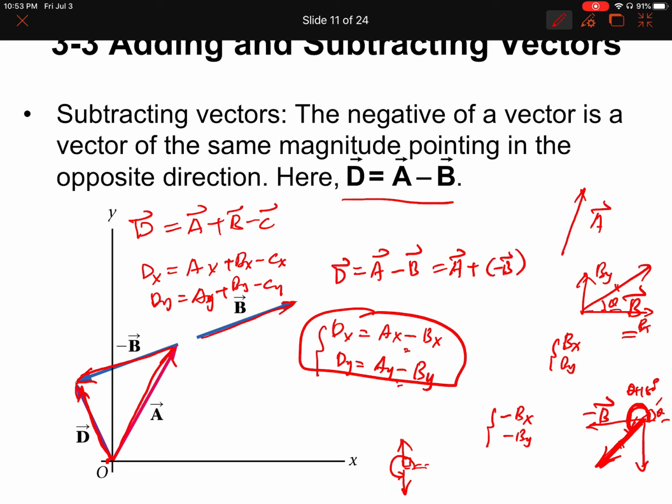However, in the graphic method, you have to draw this way. So A, negative B, and that is your resultant vector. Do the subtraction.